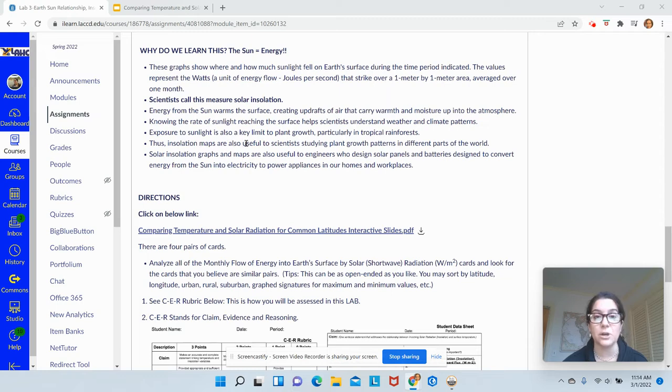Exposure to sunlight is also a key limit to plant growth, particularly in tropical rainforests. There is a reason why, when we talk about certain areas of the earth, that we have higher amounts of species. That has to do with energy. The sun, bottom line, gives us energy. That energy powers the globe. It powers our food, and it also powers our weather.